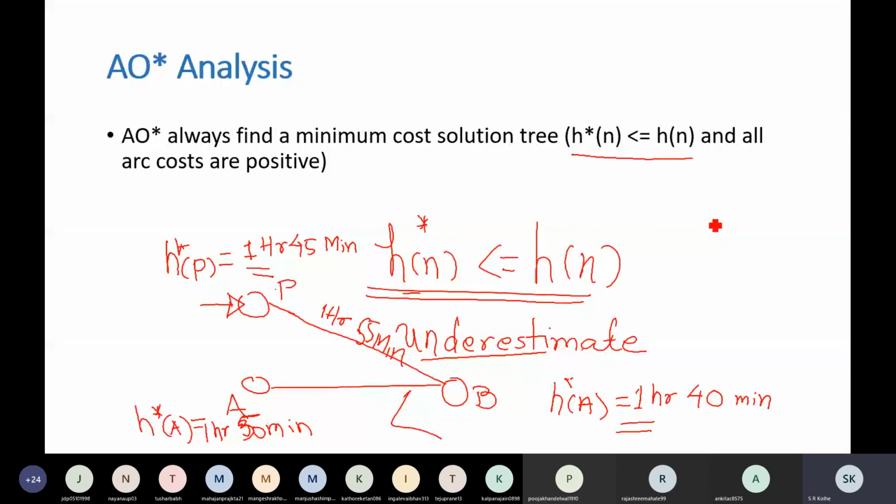So any question on this analysis, on this remark that A star always finds a minimum cost solution? Again I am repeating. See here at point A the estimated cost was 1 hour 50 minutes, right? Here at place P the estimated cost is 1 hour 45 minutes. This is better now, less than this, so the algorithm will select this.